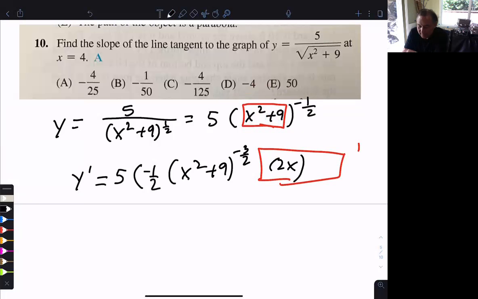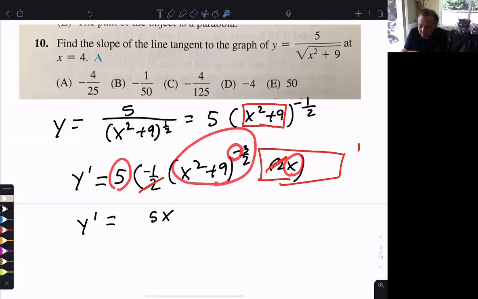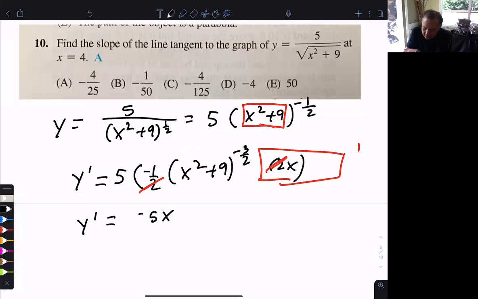I'm going to do slight simplification. The 2 there cancels with the 2 there, makes my life easier. And then as I rewrite this, the 5 and the x all stay on top, but that negative exponent there moves this to the bottom, and there's a negative there still that I forgot to deal with. So on the bottom, you're going to have x squared plus 9 to the 3/2 power.